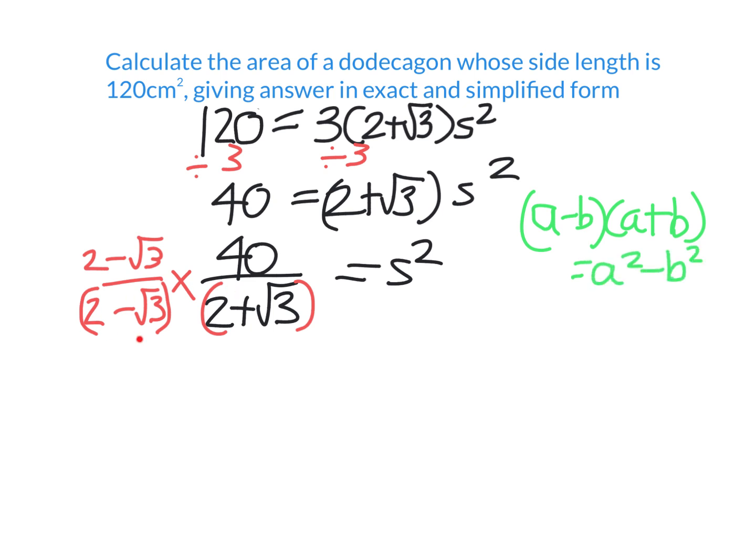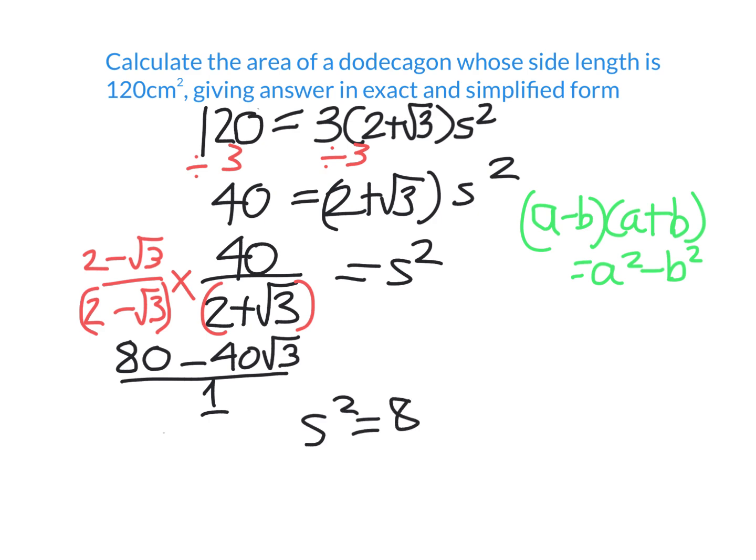So using that logic here, 2 minus root 3 times 2 plus root 3, I'm just going to end up with 2 squared is 4, root 3 squared is 3, and stick a minus between them. So what do I get on top? Well, I have to times 40 by the whole shebang. I have to go 40 times 2 is 80, 40 times negative root 3 is that. Now, lucky, it works out really well for us here because 4 minus 3 is just 1. So our answer here is just s squared equals 80 minus 40 root 3.